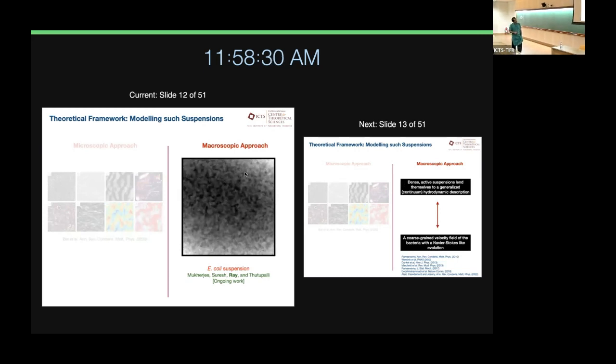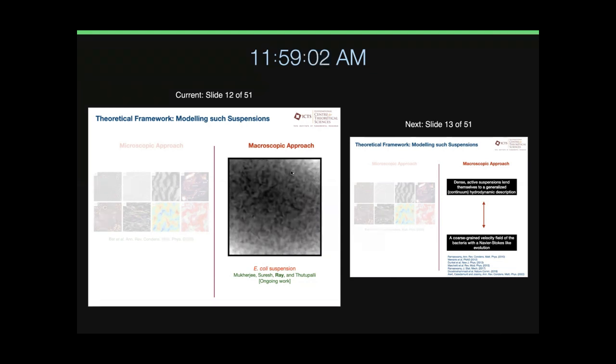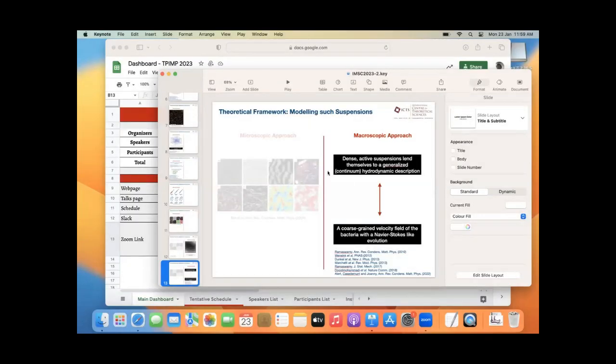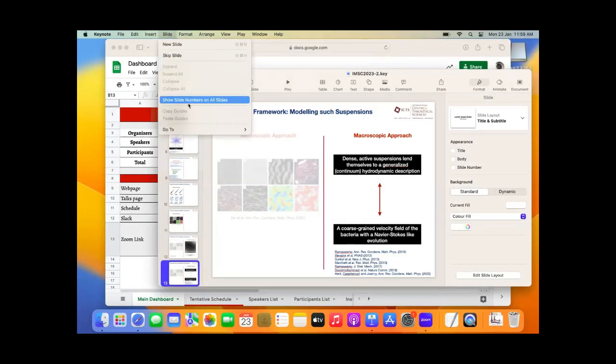So here's a movie from experiments that some of us have been doing on an E. coli suspension. And when you see this movie, and if you see a soap film movie next to it, they look very similar, right? So the question is, if I coarse grain my bacterial field, we lose information about the discrete agents, and now we are going to construct a hydrodynamic description of such a field. Here is probably an example of a coarse-grained field.